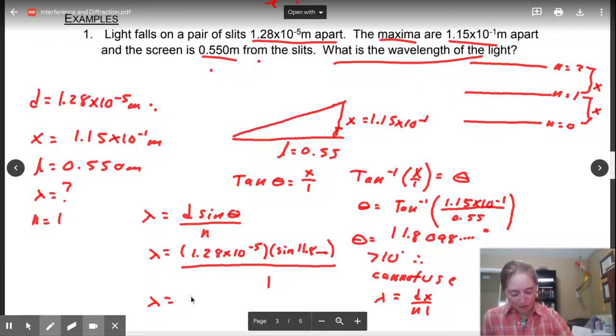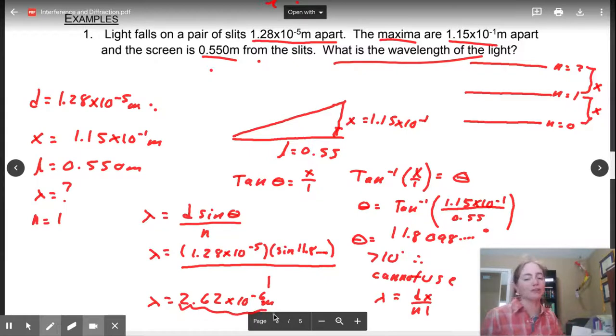So we're going to wind up with lambda as, with your sig digs and rounding, etc., 2.62 times 10 to the power of -6 meters. Alrighty-o, ladies and gentlemen, I've got a quick challenge for you guys while we're at it. What color is the light? Figure it out. Let me know when you find out.